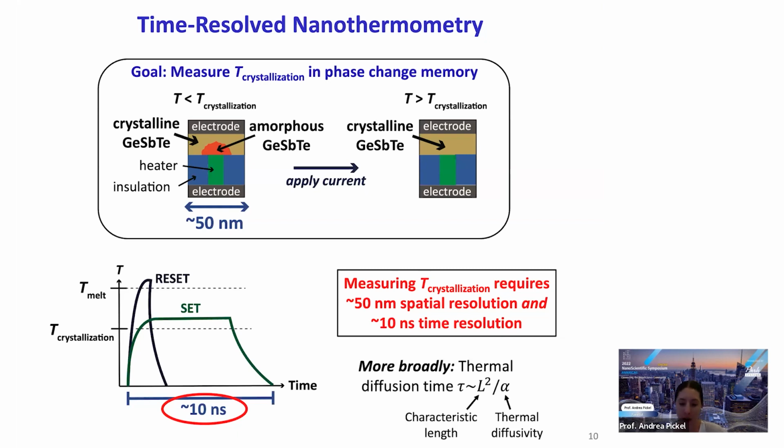And so more broadly, it turns out that for many nanoscale thermometry applications, we need measurements with high temporal resolution as well. And we can understand that by thinking about estimating a thermal diffusion time, which tells us how long it'll take an object to heat up or cool down. The thermal diffusion time goes as L squared over alpha, where L is the characteristic length scale and alpha is thermal diffusivity. And so even though we might not generally think of heat transfer as a fast process, by looking at the scaling, we can actually see that in nanoscale systems, the time scales associated with heat transfer can actually become quite short.